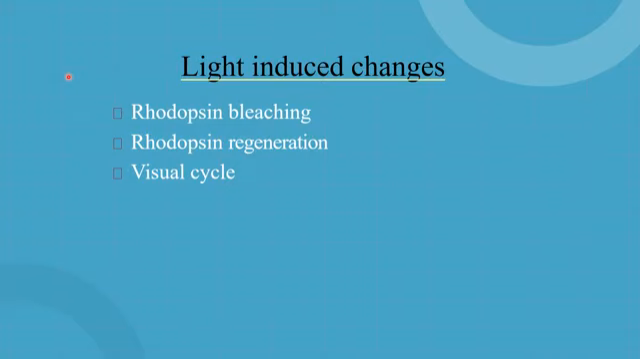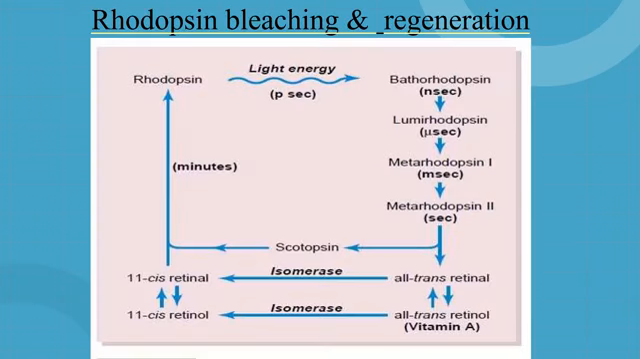So if we see the light induced changes in the eyeball, when light strikes the eye, a hyperpolarizing potential is generated in the rods and cones known as photoreceptor potential. The conversion of light energy to neural signal by visual pigments in the photoreceptor is known as phototransduction. The three steps in the light induced changes in the rods and cones are rhodopsin bleaching, rhodopsin regeneration, and visual cycle. Mainly the things take place in the rods.